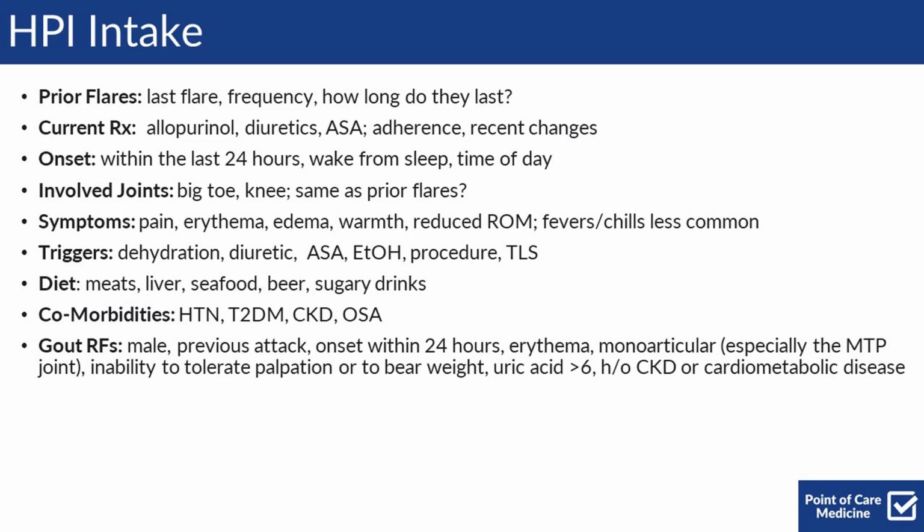Check their comorbidities, including hypertension, type 2 diabetes, CKD, and OSA. And as a reminder, risk factors for gout include male sex, previous attacks, onset within 24 hours, erythema over the joint, monoarticular disease, especially the MTP joint, an inability to tolerate palpation or to bear weight, a uric acid greater than 6, and a history of CKD or cardiometabolic disease.